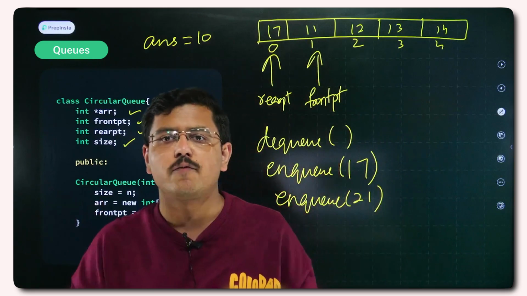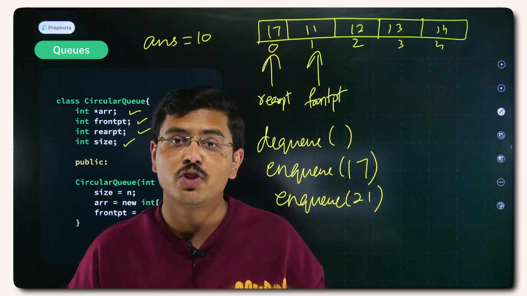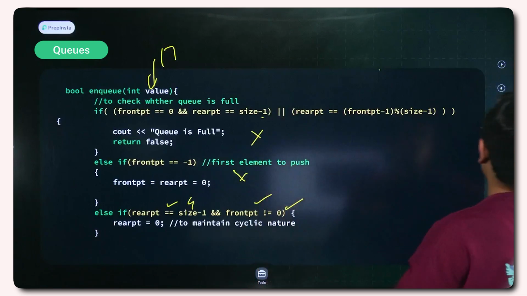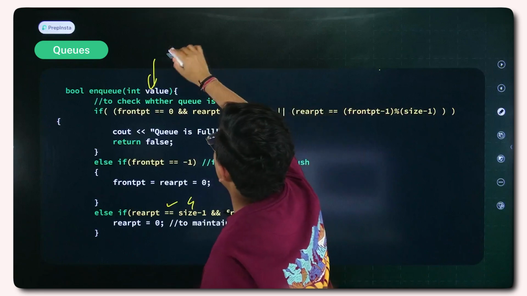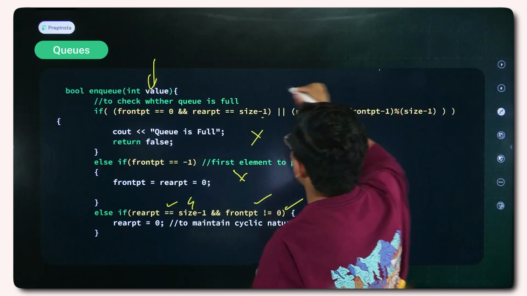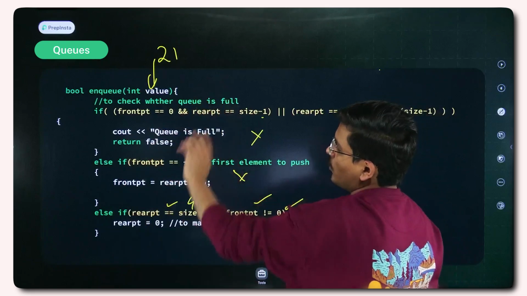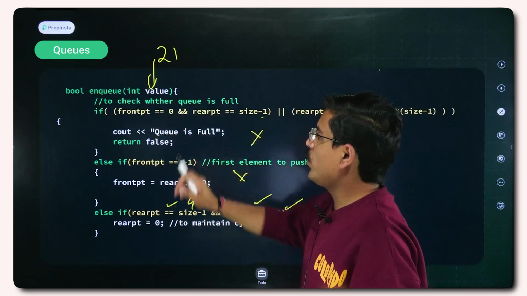No, you do not have space. But how do you check it in the enqueue? You go to this enqueue function and you add 21 here. Fine, this is the value that you want to add. Front PT equal to 0?